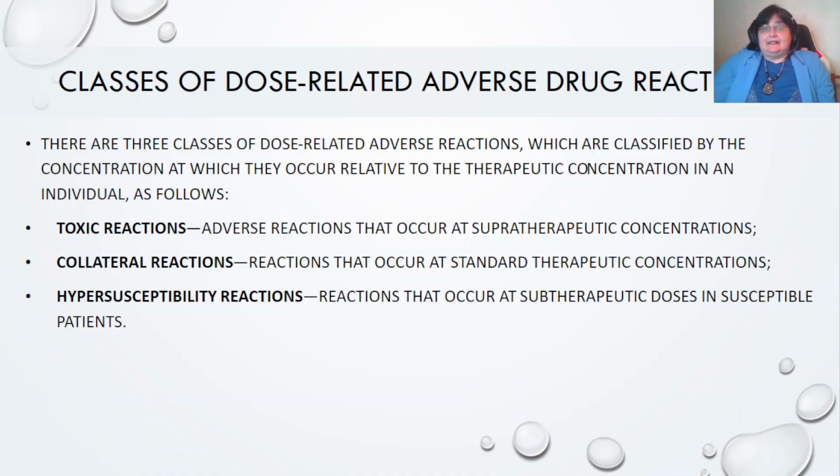Classes of dose-related adverse reactions we will talk about later. Now we will stop on several classes. There are 3 classes of dose-related adverse reactions, which are classified by the concentration at which they occur relative to the therapeutic concentration in an individual, as follows. Toxic reactions: adverse reactions that occur at supratherapeutic concentration. Collateral reactions: reactions that occur at standard therapeutic concentration. And hypersusceptibility reactions: reactions that occur at subtherapeutic doses in susceptible patients.